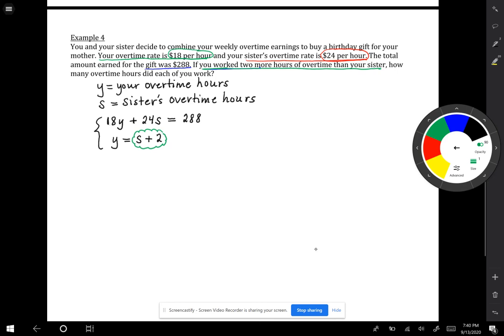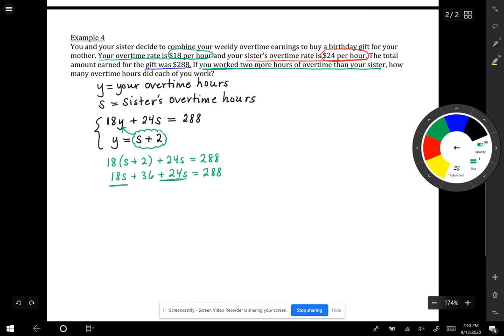Okay, now that you made your bubble, you want to take that and replace it for Y because you solved for Y. So 18 times S plus 2 plus 24S equals 288. 18S plus 36. Make sure your S does not look like a 5. Plus 24S equals 288. Okay, I'm going to combine my 18S plus 24S, and that would be 42S plus 36 equals 288. Subtract 36 on both sides.